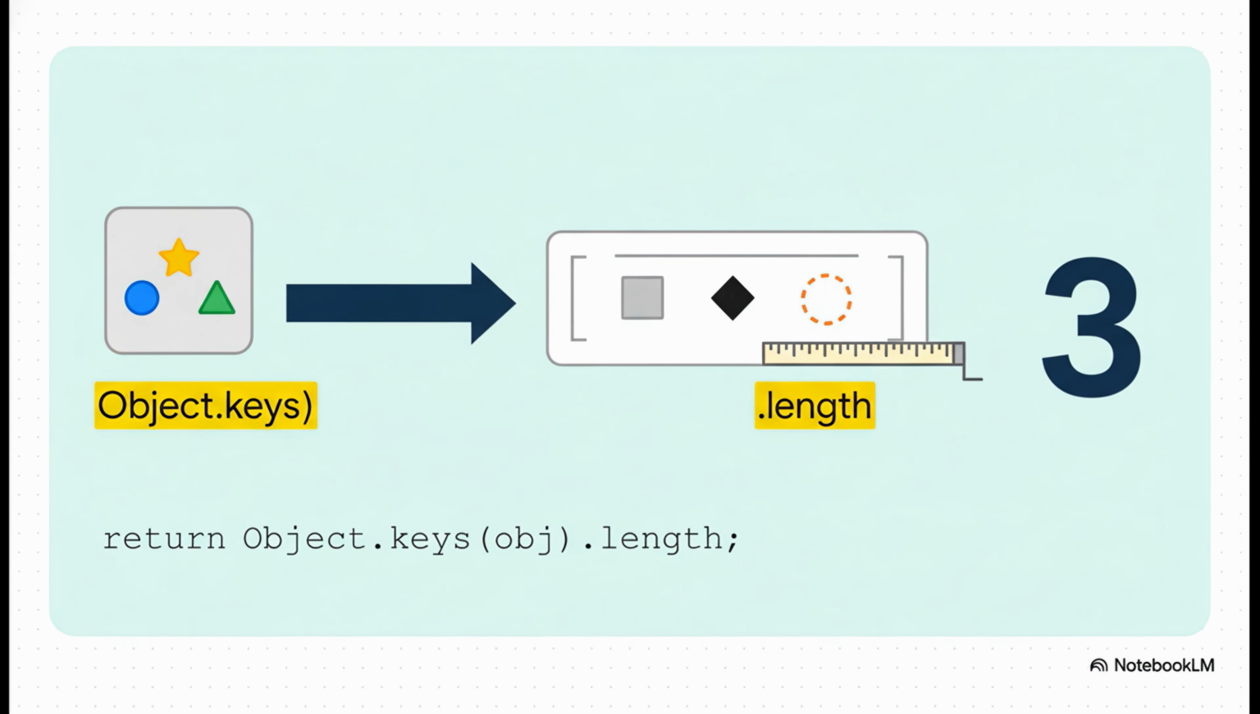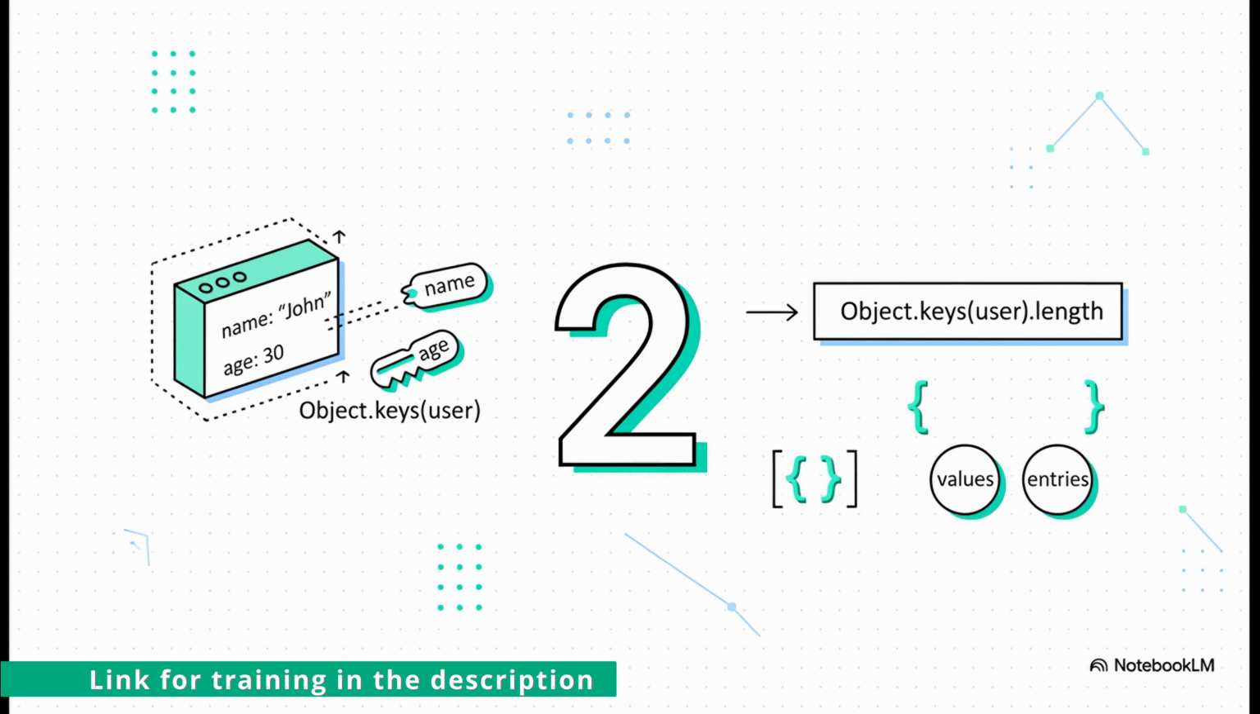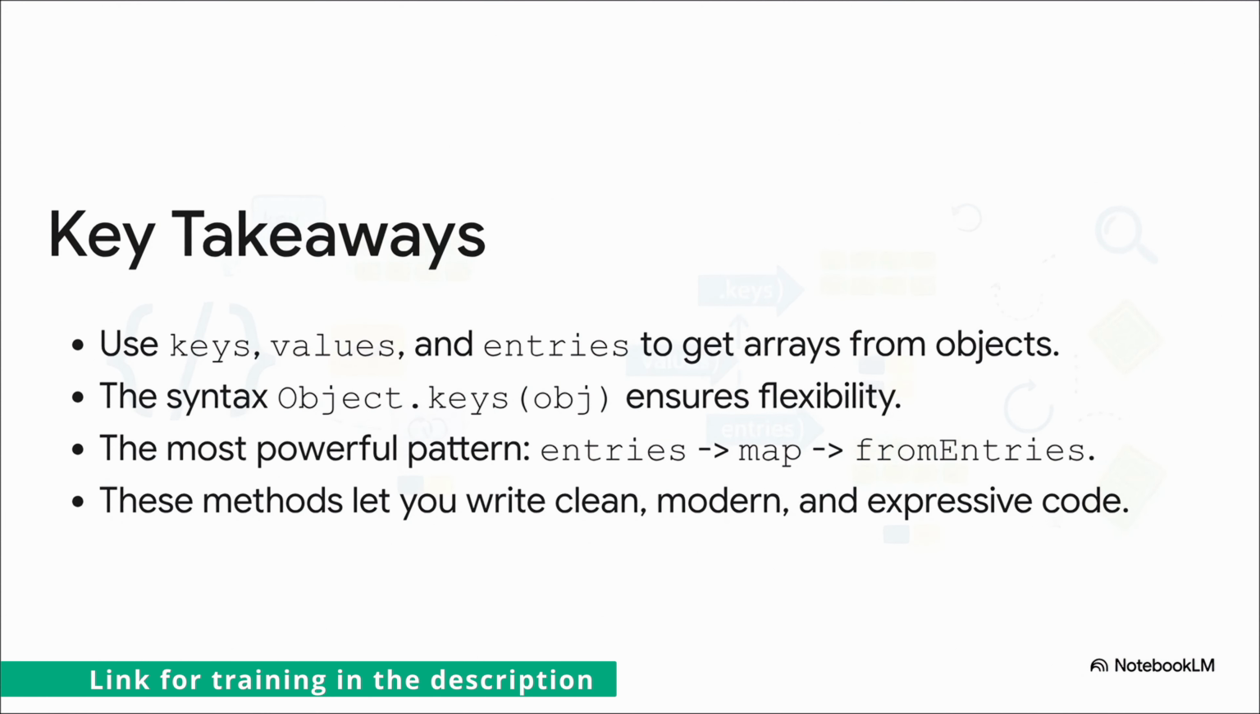Okay, task 2, how many properties are in an object? This one's even easier. All we need to do is count the keys. So we use Object.keys to get an array of them, and since every array has a .length property, well, we just ask for the length of that array. Done. So for our user object, the result is, of course, 2. Object.keys gives us name, age, and the length of that array is 2. Super simple, super effective.